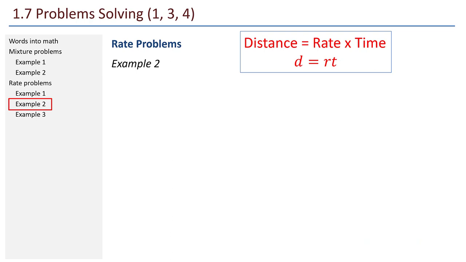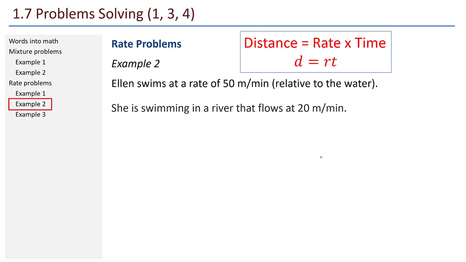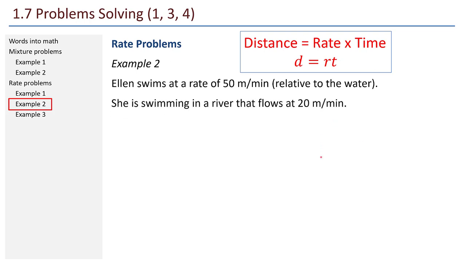Let's take a look at another rate problem. Ellen swims at a rate of 50 meters per minute relative to the water. She is swimming in a river that flows at 20 meters per minute. So just by the way, this means that if she swims with the current, then she's actually going 70 meters per minute. So 50 plus 20 would be 70. If she swims against the current, then how fast would she swim? Actually, 50 minus 20 would be 30 meters per minute.